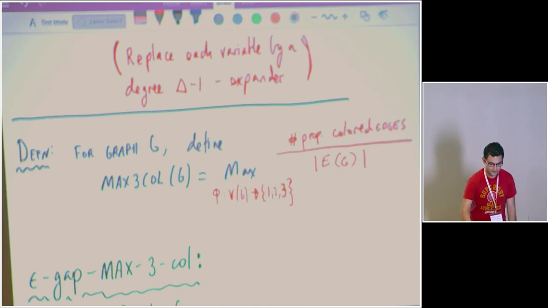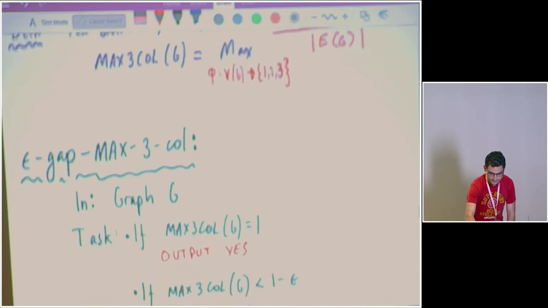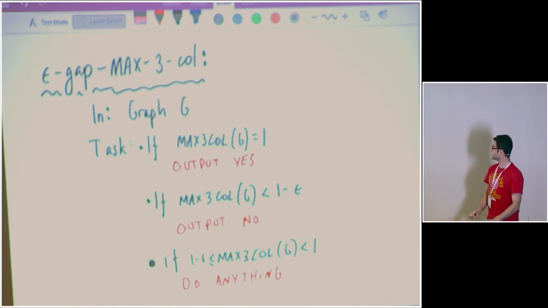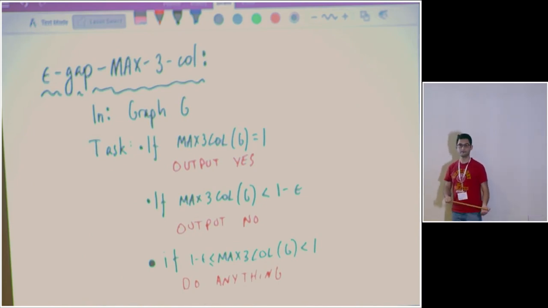Just as for SAT, we can define a gap version of 3 coloring. So the input is a graph, and you're supposed to say yes if the graph is 3 colorable. You're supposed to say no if, no matter what you do, an epsilon fraction of the edges remain unhappy, getting the same colored endpoints. And if the maximum number of edges that you can properly color is more than a 1 minus epsilon fraction, but not everything, then again you can do whatever.